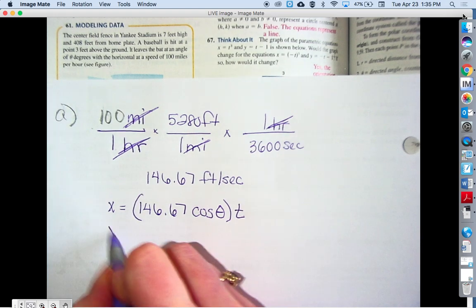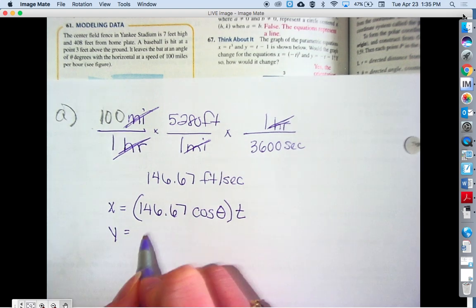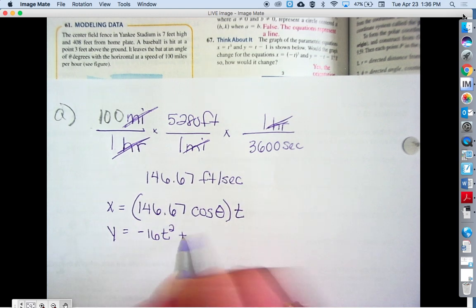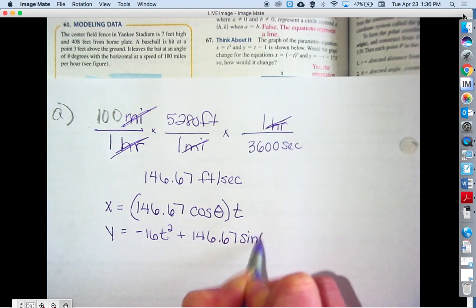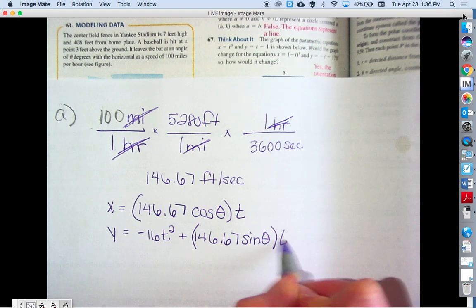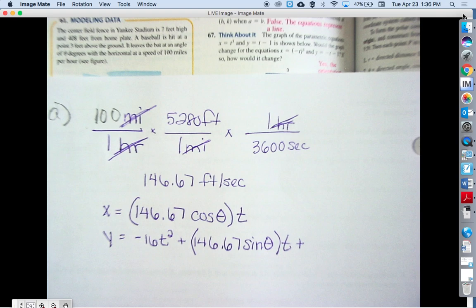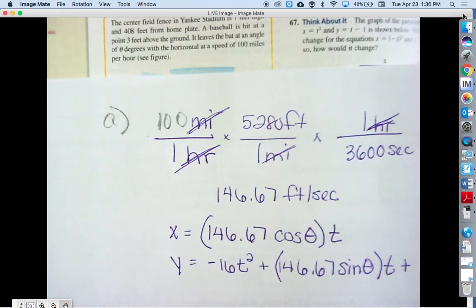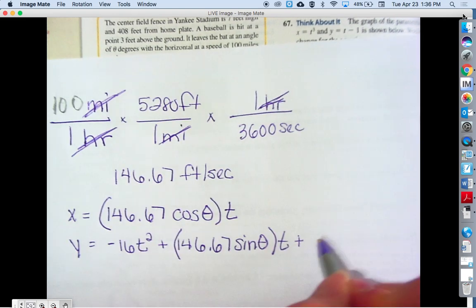The y one says take negative 1/2 times gravity. Well, gravity is 32 feet per second squared, so this becomes negative 16t squared. And then again, your velocity times the sine of an angle, whatever the angle happens to be. That is all times t. And then plus the initial height. Well, the initial height is where the ball is being hit, not the height of the wall, but the height as to where the player is connecting the bat and the ball. And that says 3 feet above the ground. So this equation would get a +3.